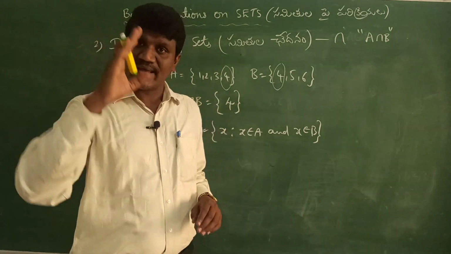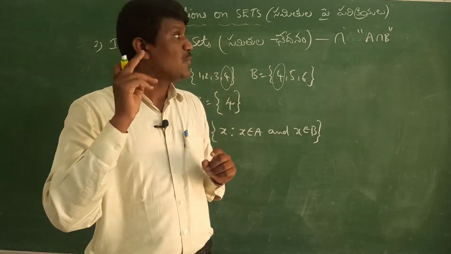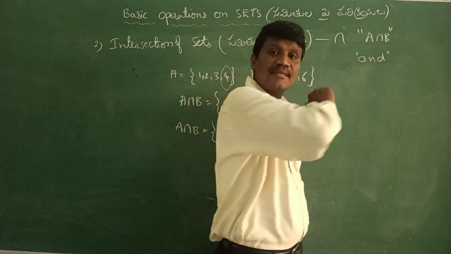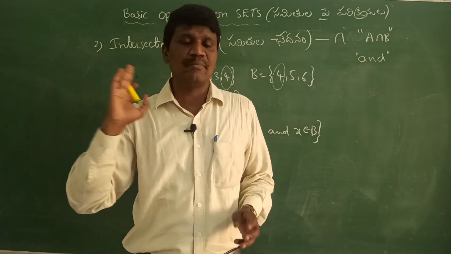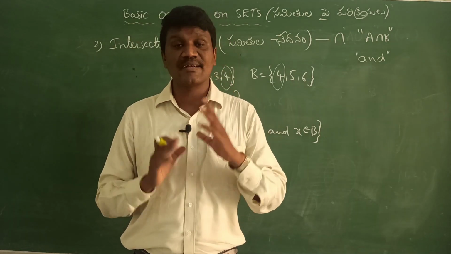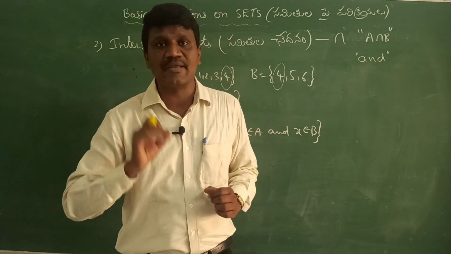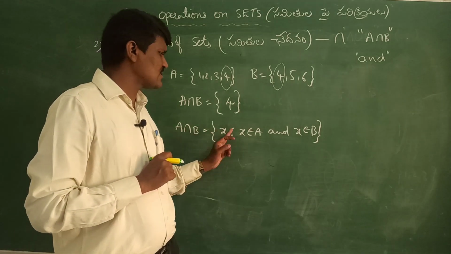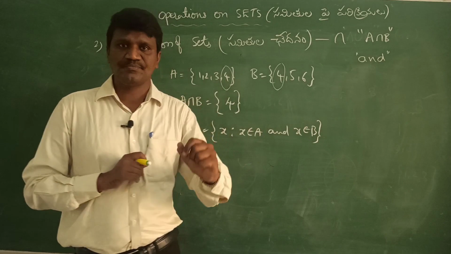X belongs to A and X belongs to B. For union it was OR, but for intersection it will be AND. AND is nothing but that it should be present in A and also it should be present in B. So this is the intersection. Intersection is nothing but the common elements from A and B. So this is A intersection B. Set builder form is X such that X belongs to A and X belongs to B.